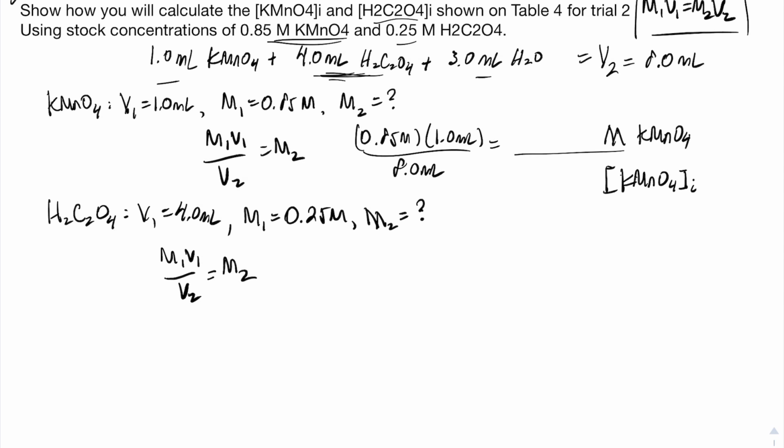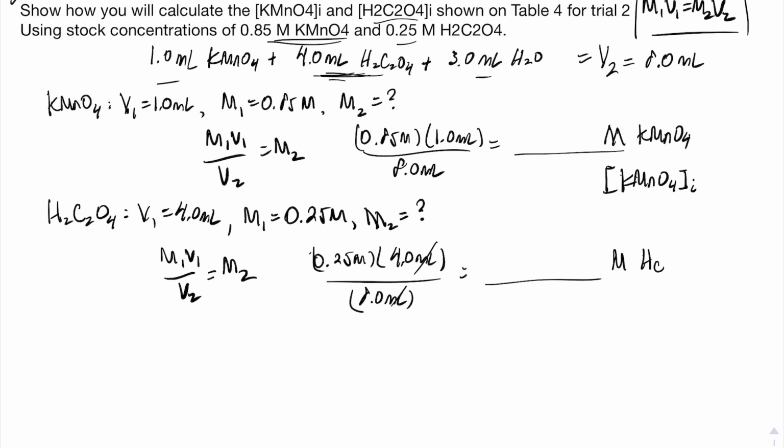Plug and chug. So 0.25 molar times V1, which is 4 milliliters, divide by 8 milliliters again. It's the same final volume. Milliliters cancels, right? You're left with molarity. And punch that in on your calculator. You probably can do that in your head, but this is molarity of oxalic acid.